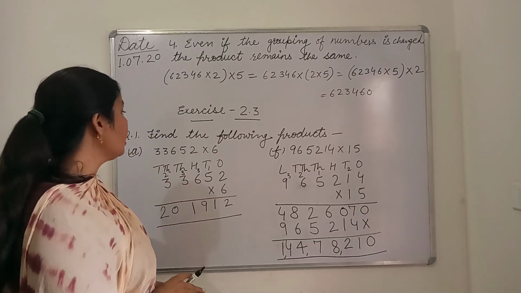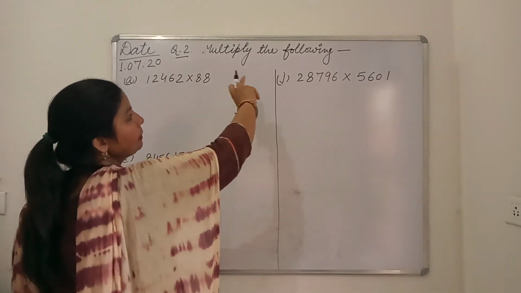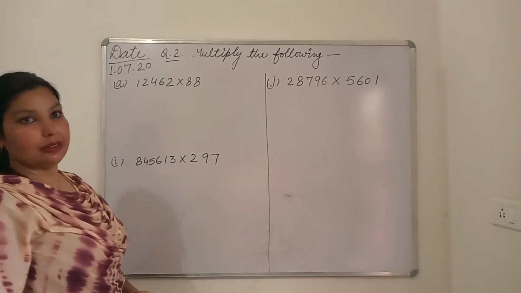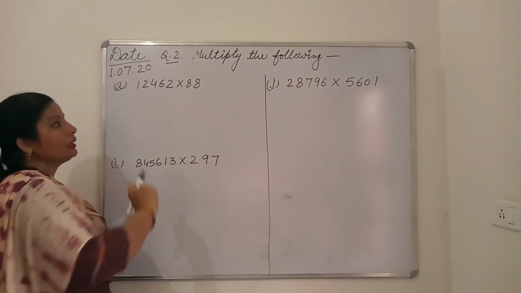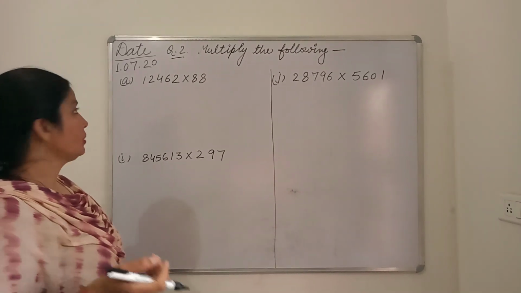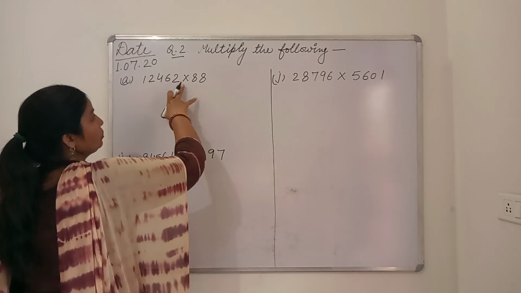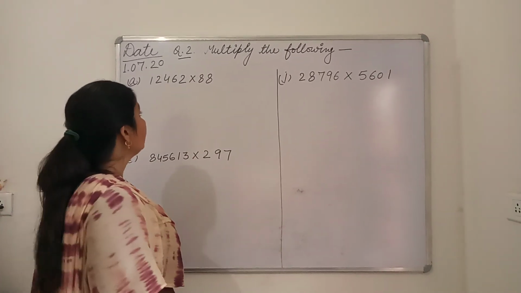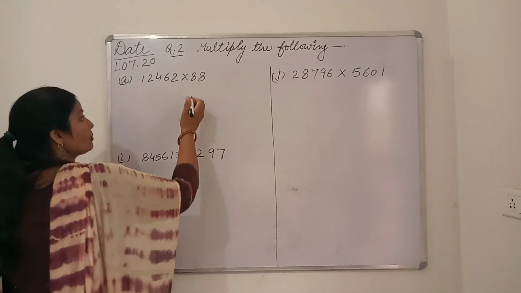Okay. Now question number 2. Multiply the following. Here we will do multiplication. So here I take A, I and J part, but you should do all the parts. A part we have 12,462 multiplied by 88. So the same method will follow here, like question number 1. Firstly we should put columns.